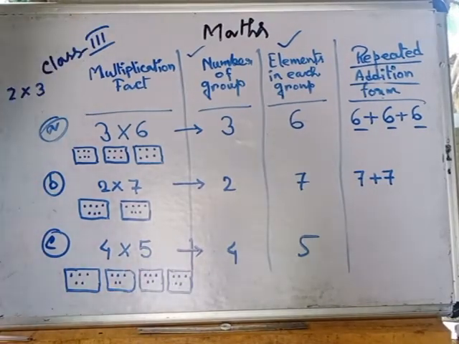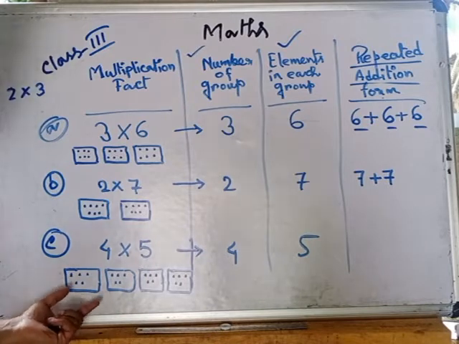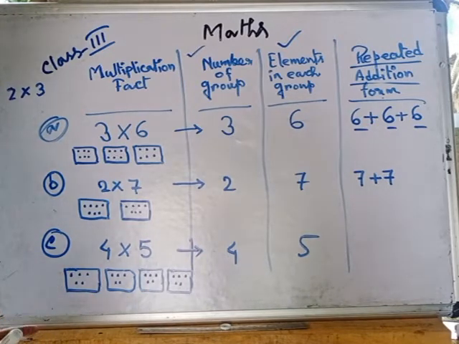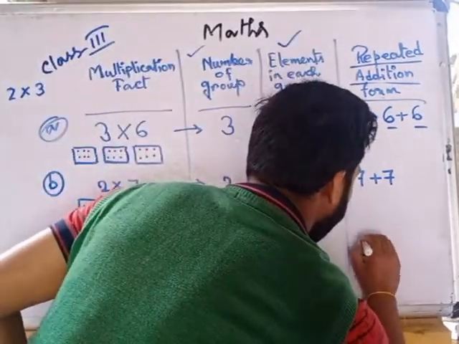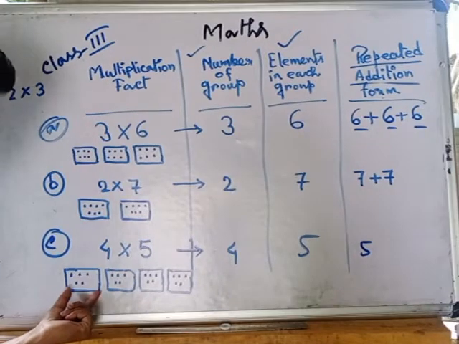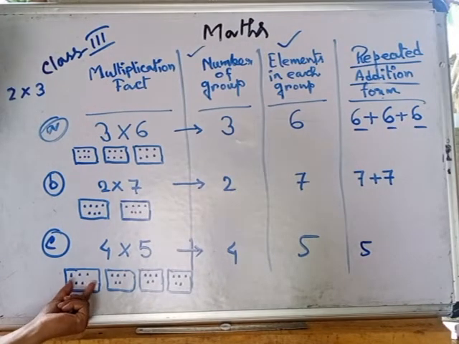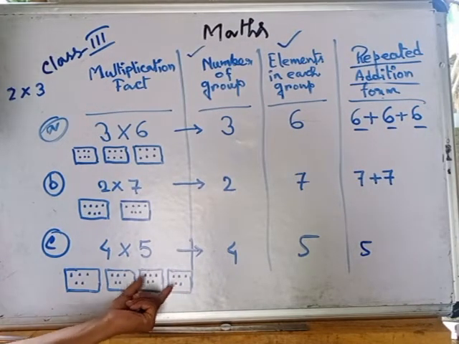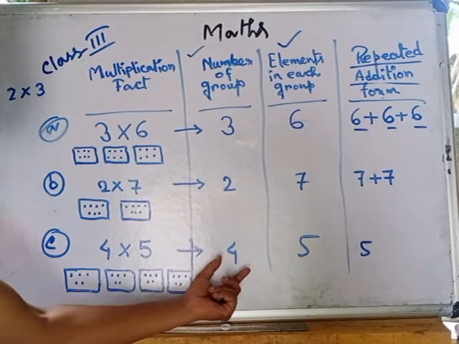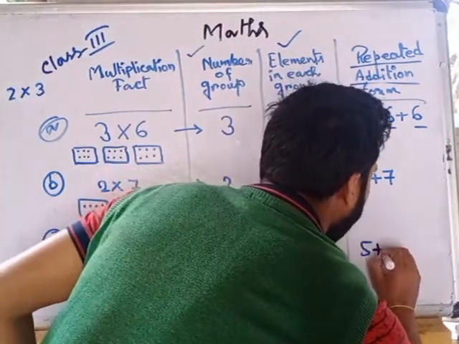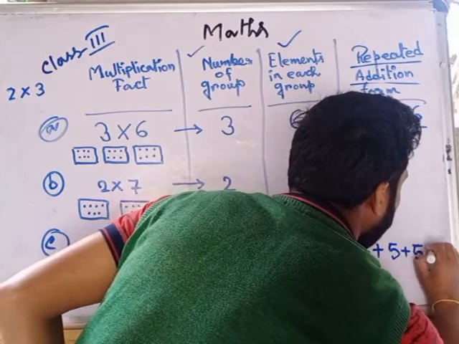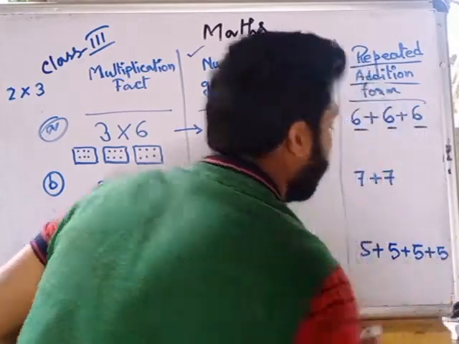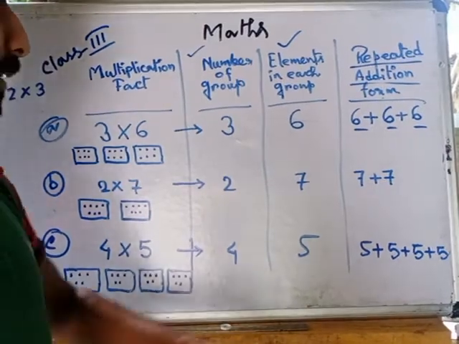Each and every group has its own 5 elements. That means we should write here 5, because each and every group has its own 5 elements. 5 elements, how many times? The number of group is 4. So we should write here 4 times 5. That is the repeated addition.